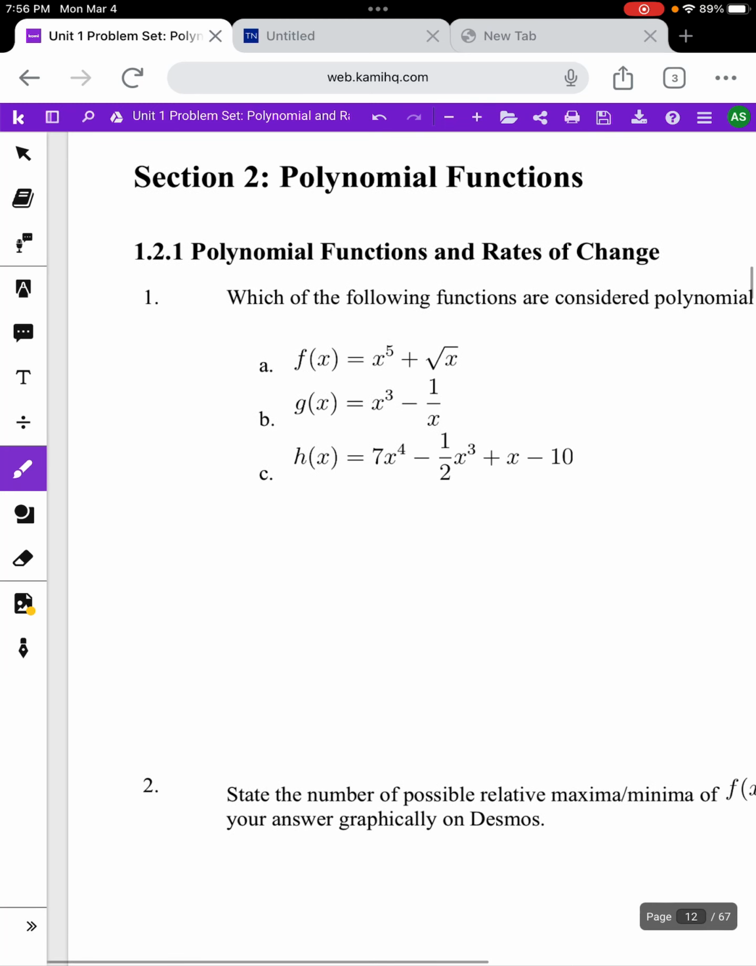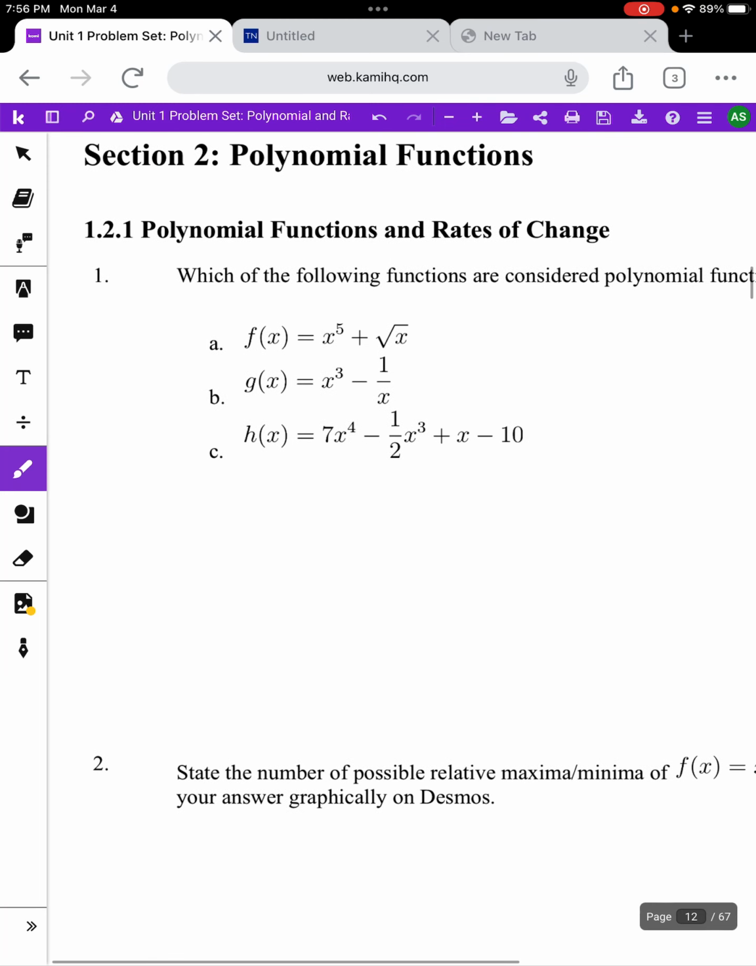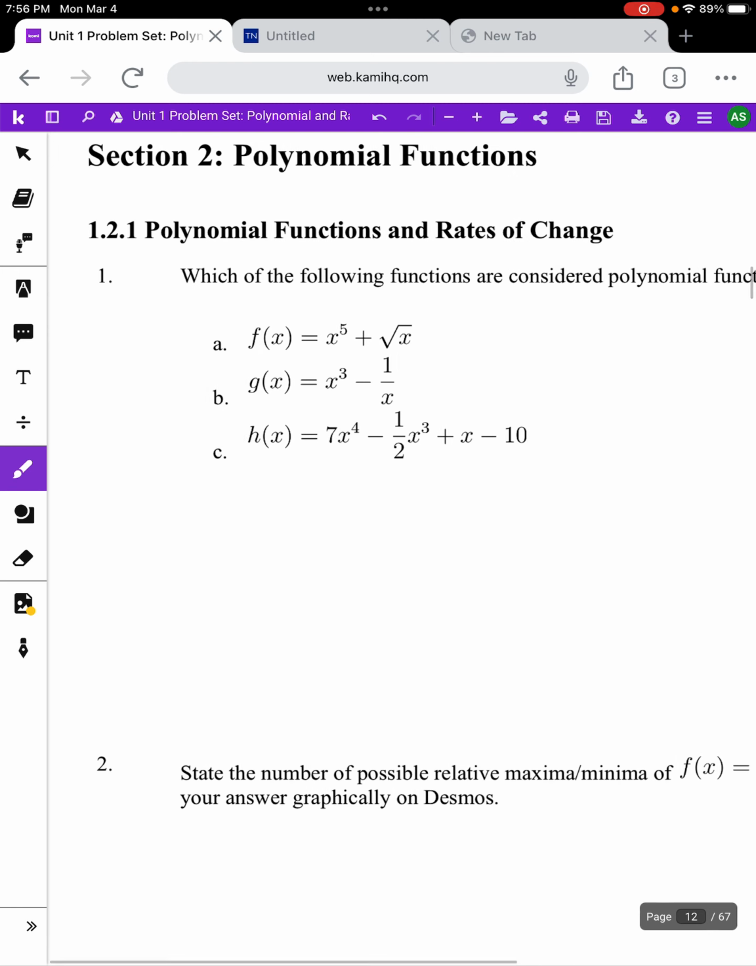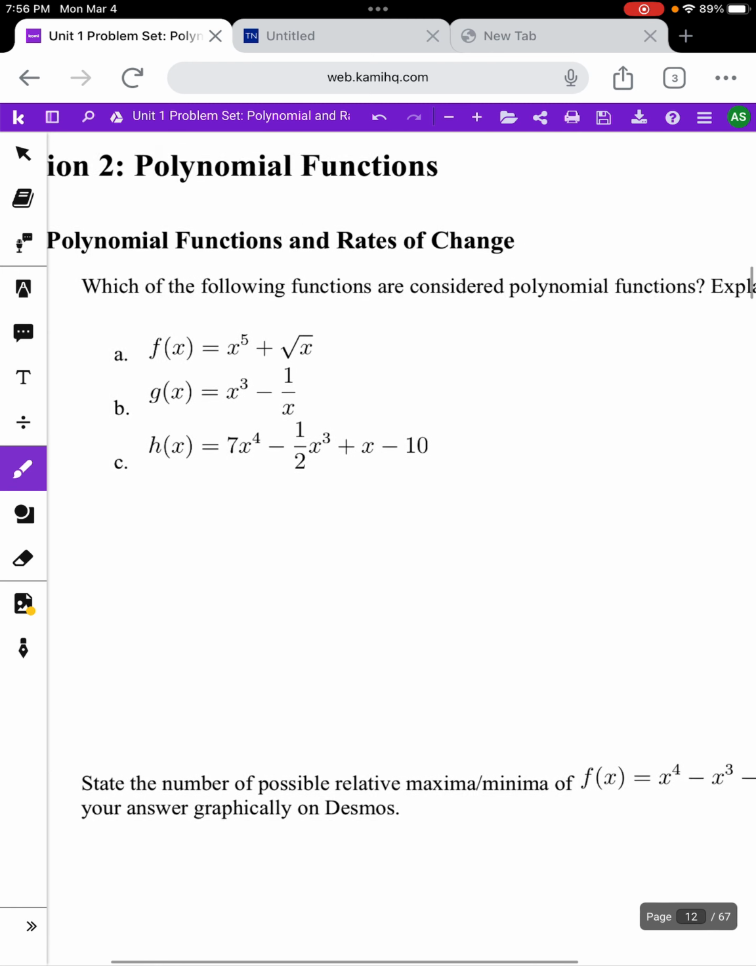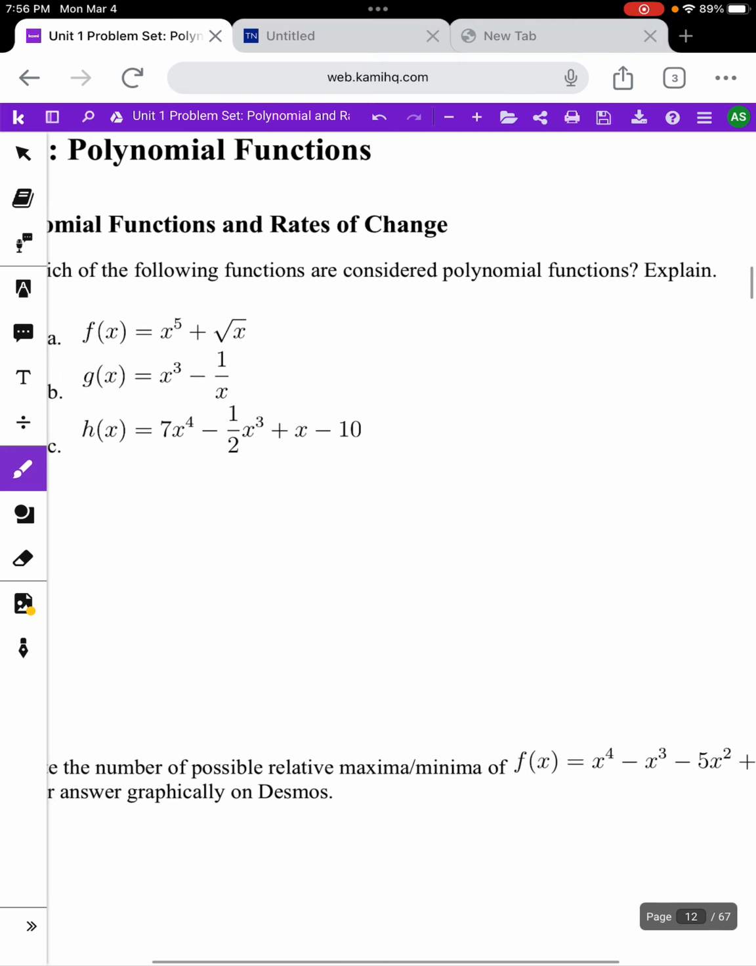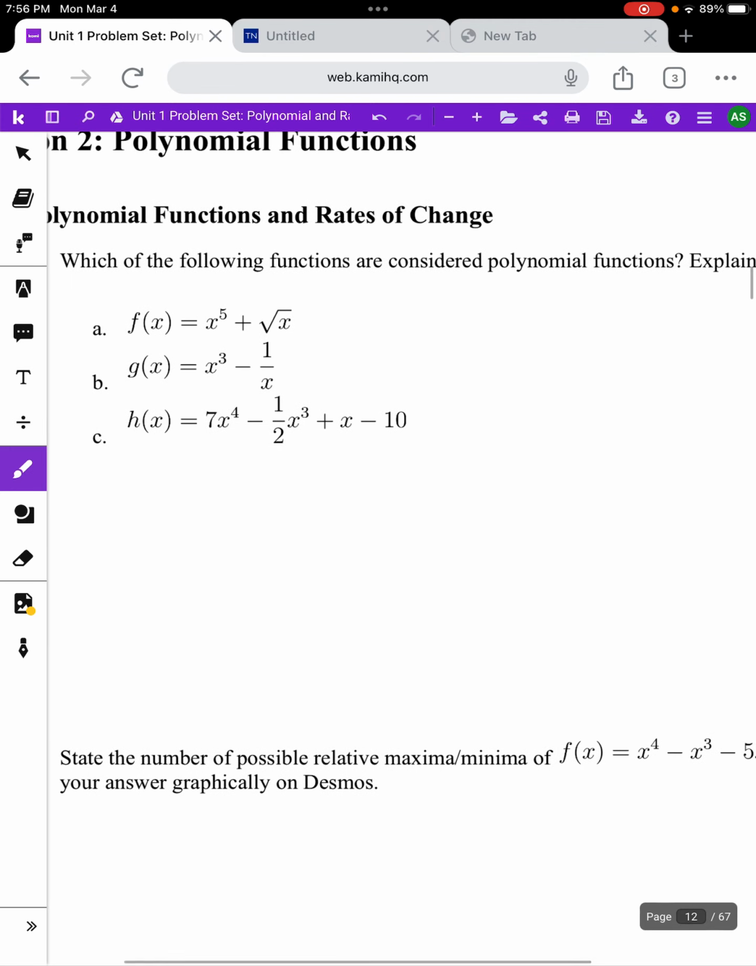Unit 1, Section 1, sort of. Polynomial functions and rate of change. Which of the following functions are considered to be polynomial functions? So polynomial functions, by definition, have integer exponents.